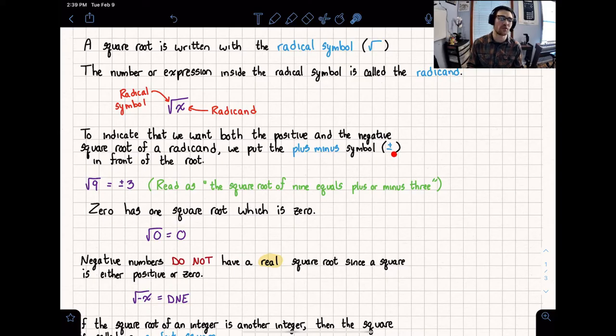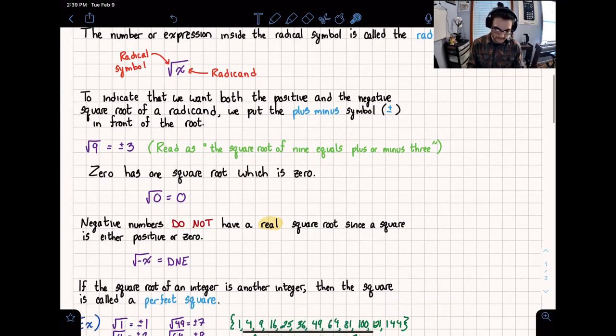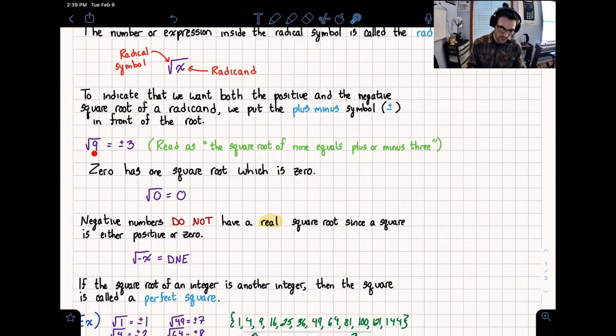This symbol is so useful, and this is what I love about math. Mathematicians are lazy and they come up with good shorthand ways of expressing ideas. This plus minus symbol means you have to consider the positive solution and the negative solution, so it really means you're looking at 2 different numbers. Here I have an example: the square root of 9 equals plus minus 3. We read that as the square root of 9 equals plus or minus 3.